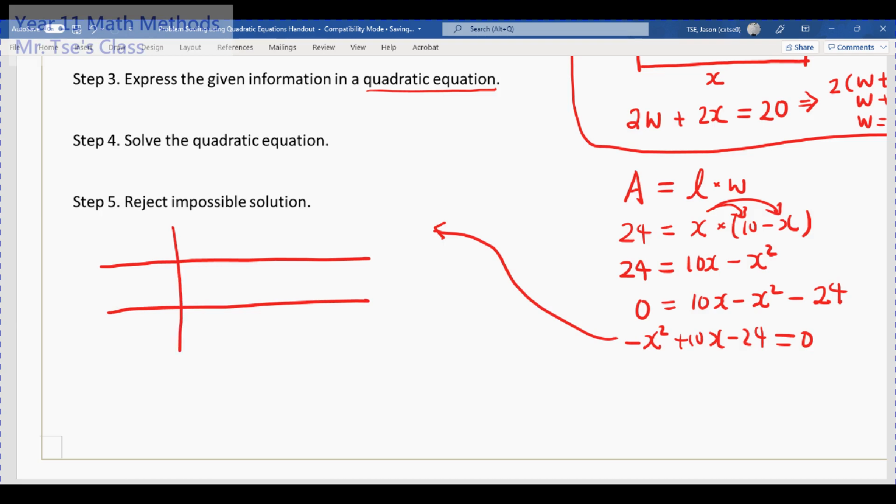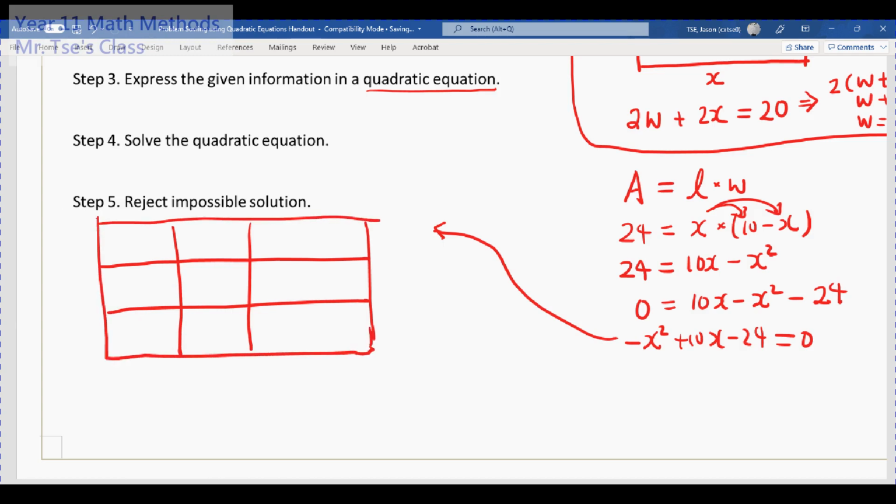Okay, sorry, not the best table I draw. So that's minus x squared minus 24. So those two terms need to multiply together to equal minus x squared. So you can't have just x times x, because x times x won't give you minus x squared. So you have to put 1 and minus x. Okay, so those are the two numbers you need to work with.